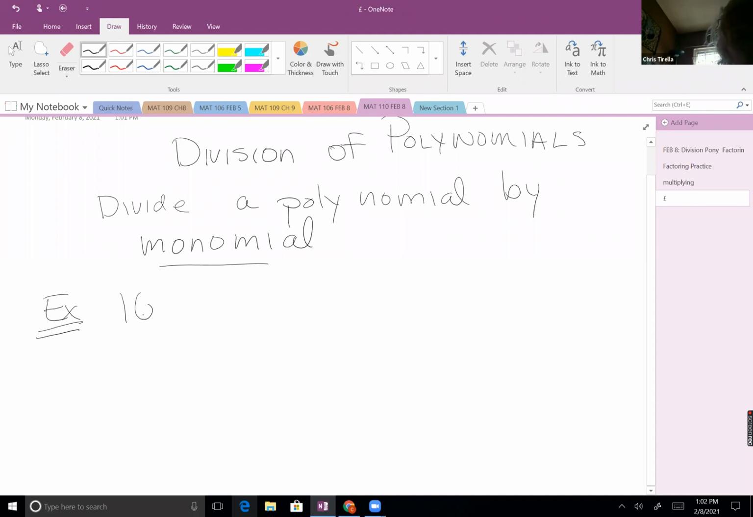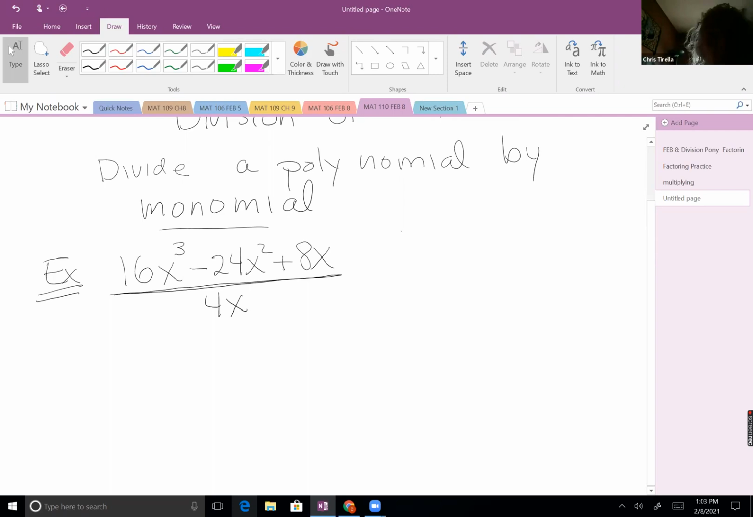So for example, let's start with something pretty easy. Let's start with 16x to the third minus 24x squared plus 8x. And let's put that all over 4x. And what you have to remember with these is you need to divide each term of the polynomial by the monomial.